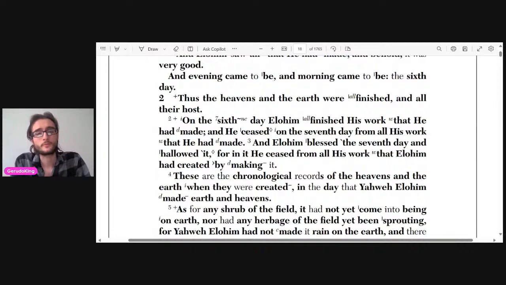Thus the heavens and the earth were finished, and all their host. On the 6th day Elohim finished his work that he had made, and he ceased on the 7th day from all his work that he had made. And Elohim blessed the 7th day and hallowed it, for in it he ceased from all his work that Elohim had created by making it.